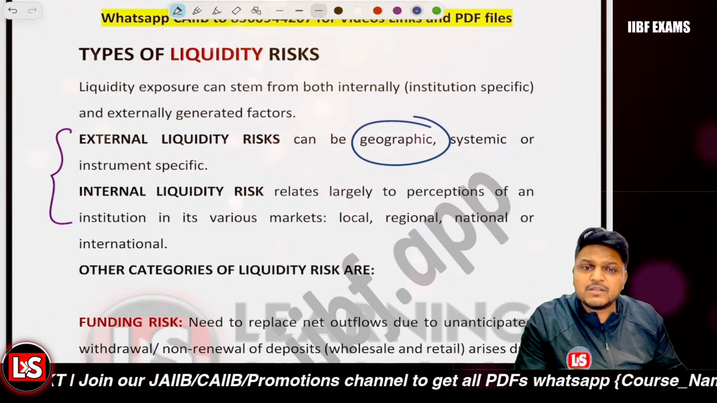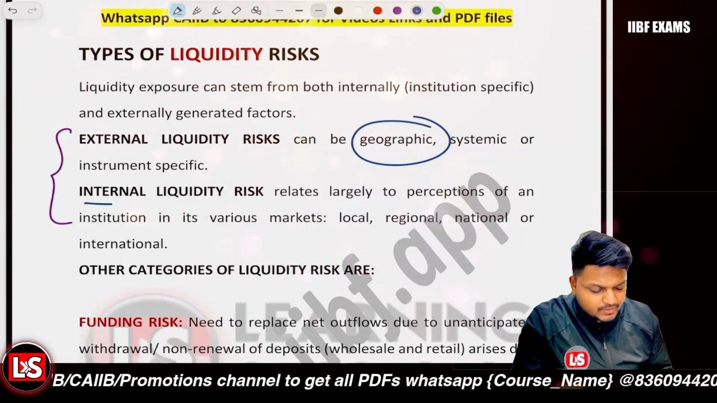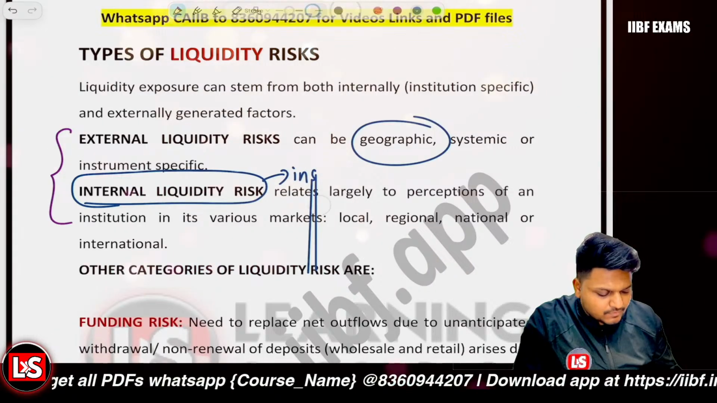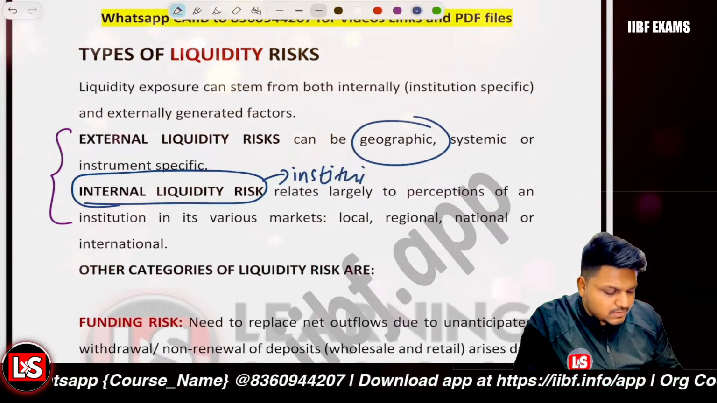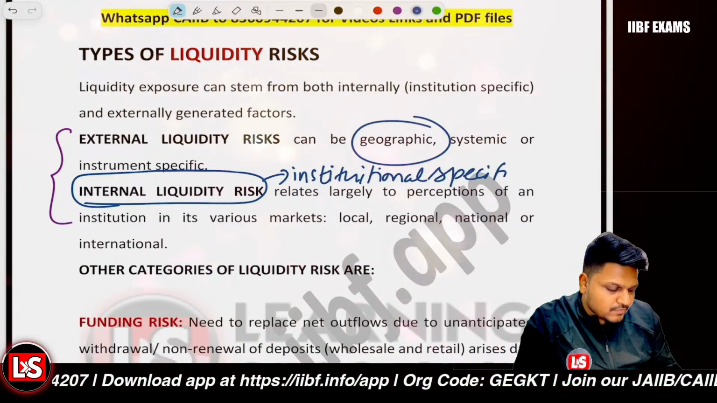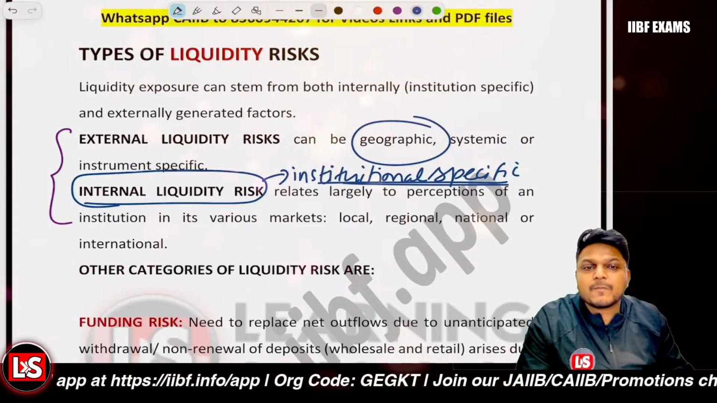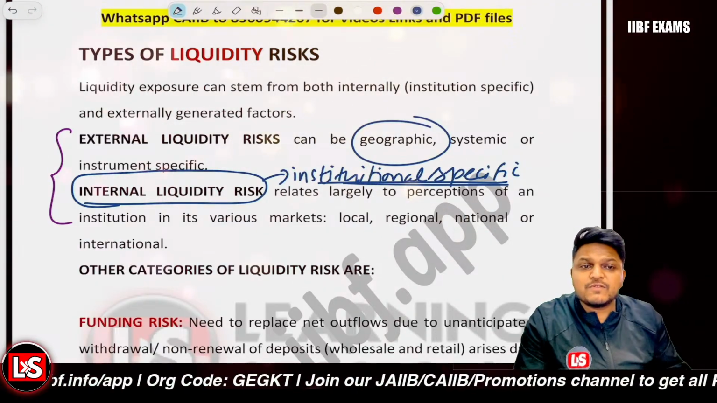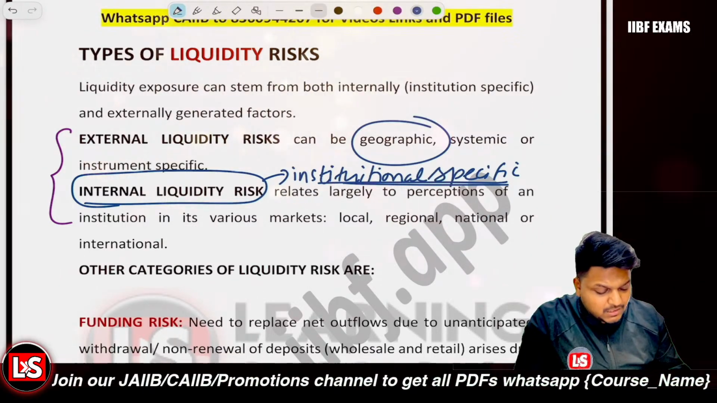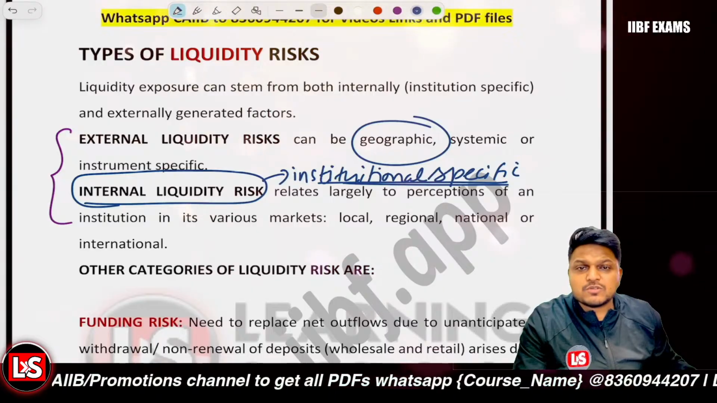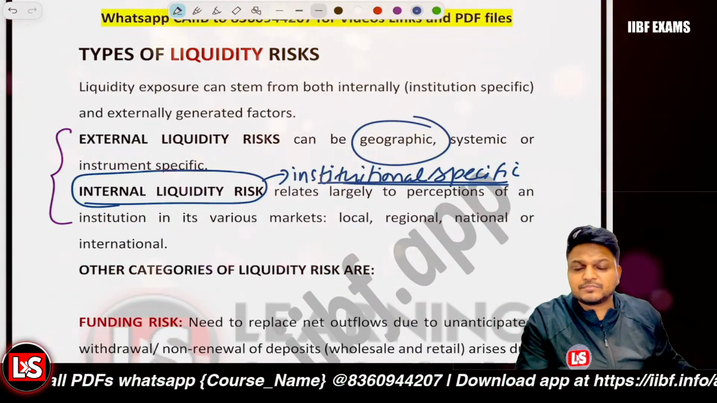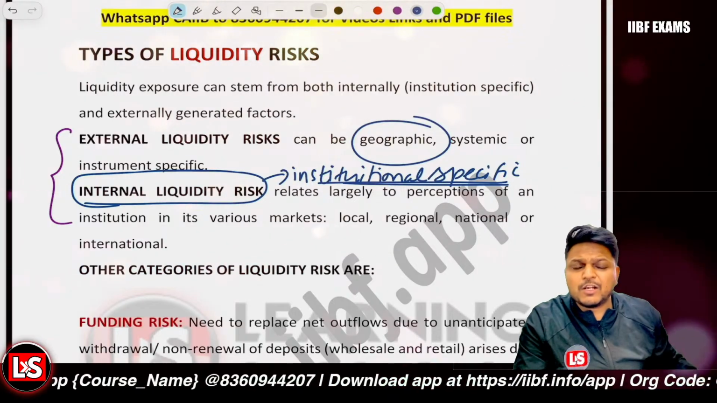And when we are talking about the internal risk, that's institutional specific. Internal liquidity risk means it is institutional specific, right? Institutional specific reputation and perception risks. That's the part related to it. That's internal risk. Clear with it? Or should I give you more examples related to internal risk and external risk?